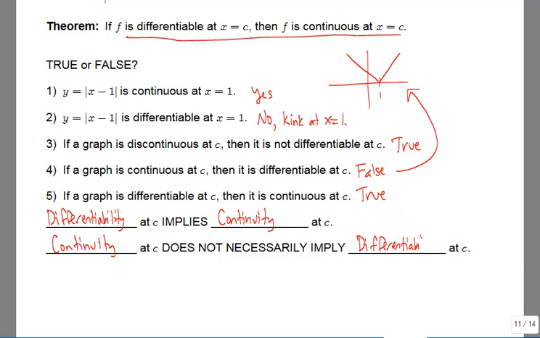at C, because there are many continuous functions like this V shape right here that are continuous but aren't necessarily differentiable, because maybe they have a sharp turn in them, maybe they have a vertical tangent line, something like that. Okay?